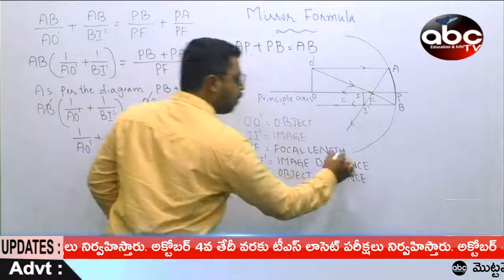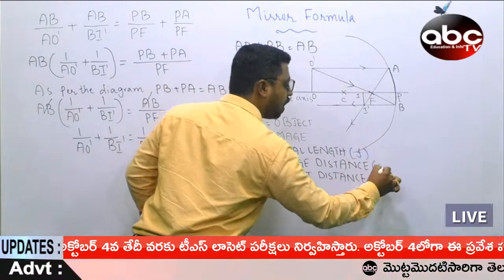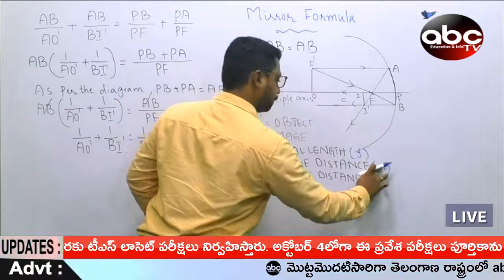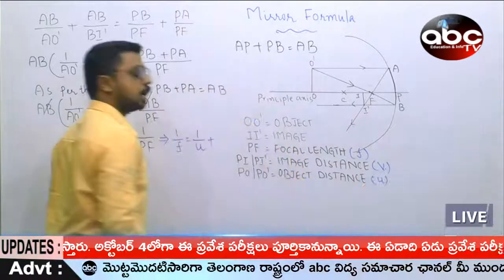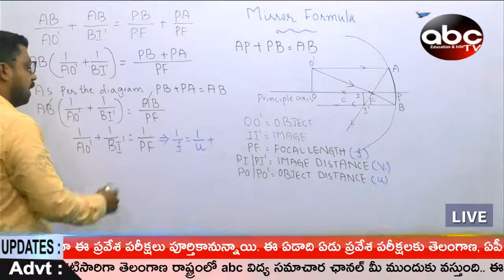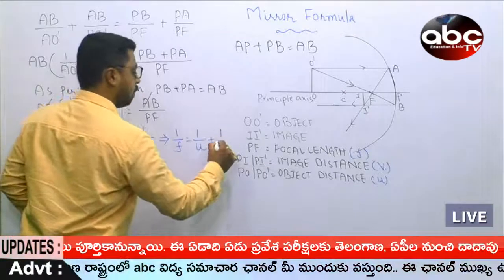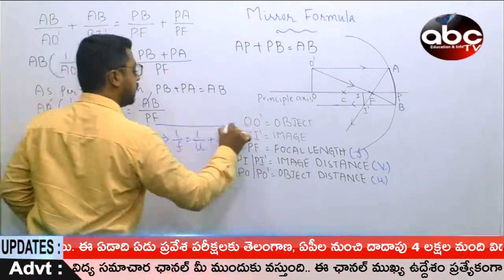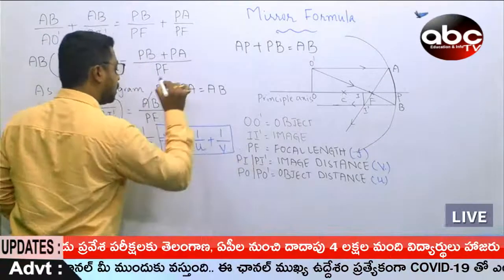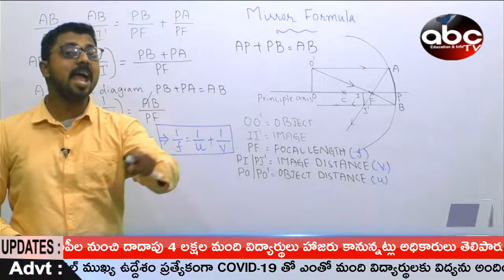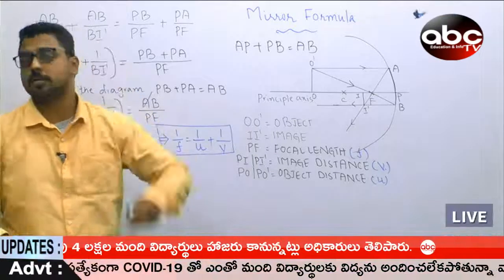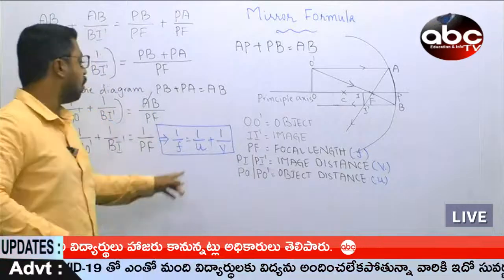So we can substitute these values into the consideration, and therefore here we are able to obtain 1 by v. This is nothing but the derivation of the mirror formula. Based on this, you may be asked a 4 marks question.